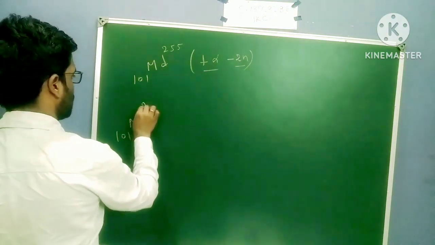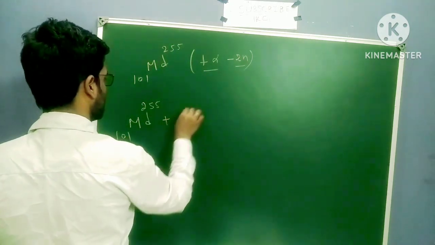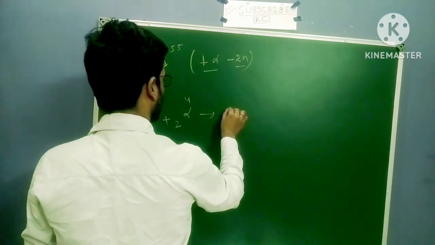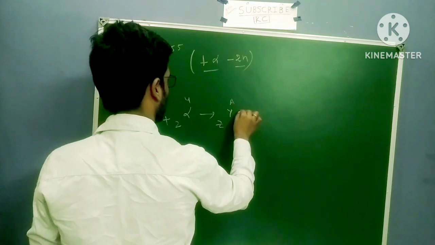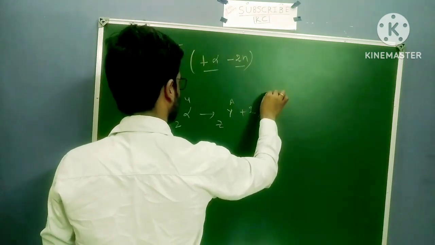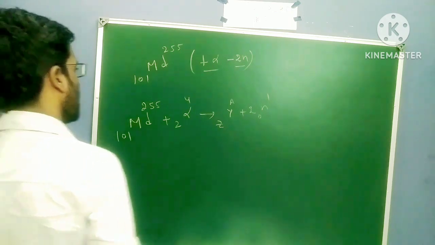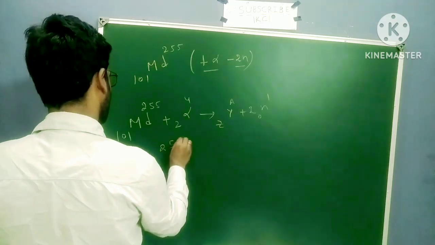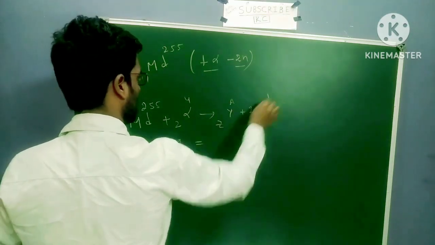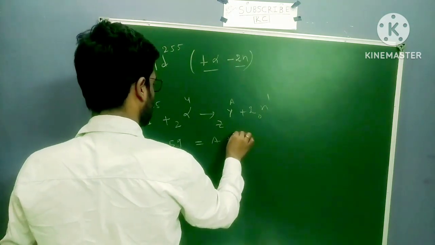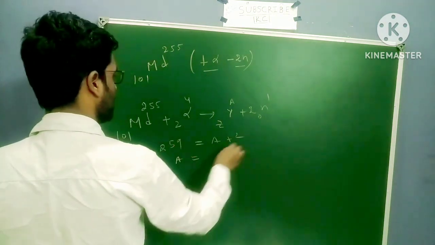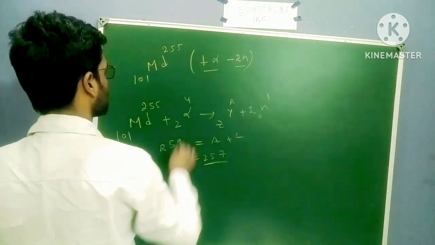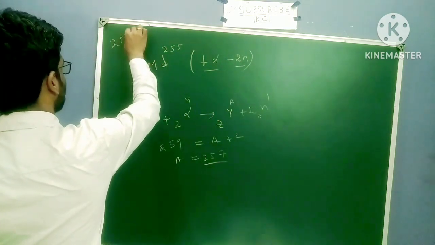Look, I am writing here: 101, 255 plus alpha 24. Which nuclei will form? Z, A plus 2 neutrons 0 1, right? So the total is 255 plus 4, 259. 259 equals A plus 2 into 1, that is A plus 2. So A equals 259 minus 2, 257. So the first one is 257, A is 257.